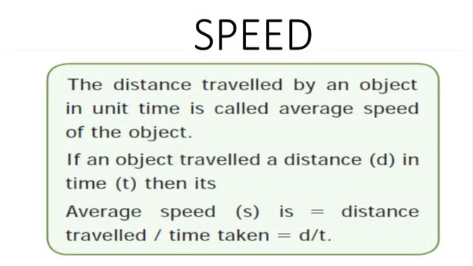Speed. Distance traveled by an object in unit time is called average speed of the object. If an object traveled a distance d in time t, then its average speed s is equal to distance traveled by time taken, that is, d by t. Average speed s is equal to distance traveled by time taken.